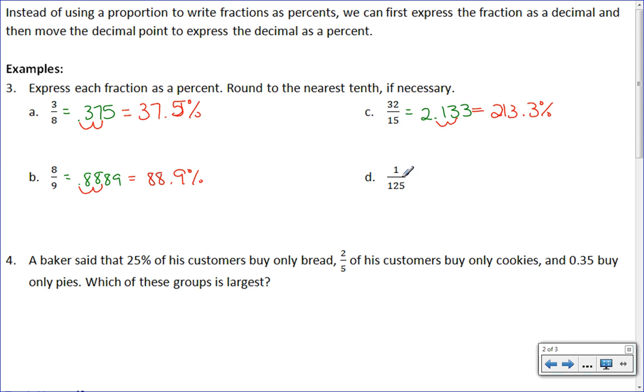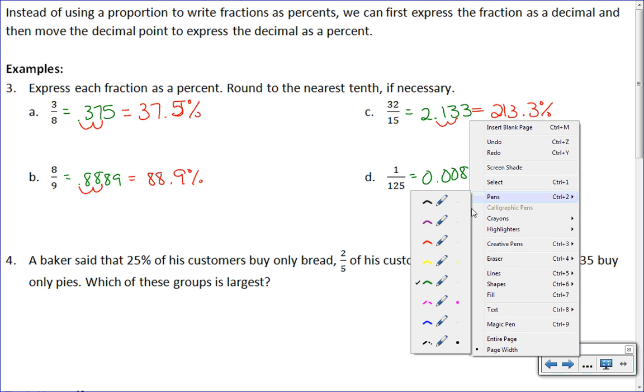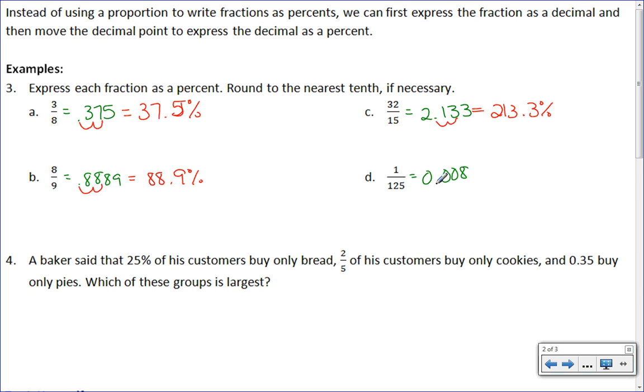And the last one, 1 divided by 125, should give you 0.008. And when we move the decimal 2 times, 1, 2, we get 0.8%. Okay, so that's just a different method of changing fractions to percents.